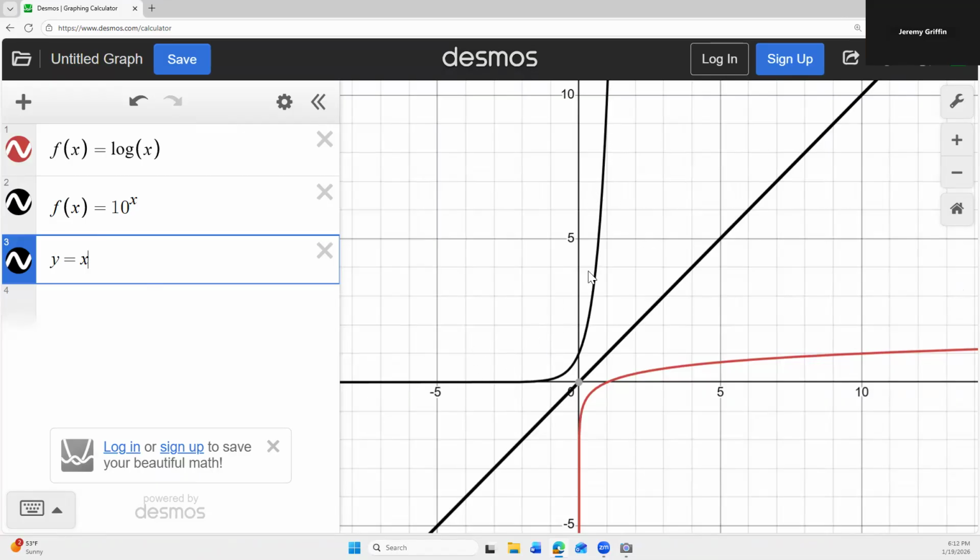You see that for this black curve, the exponential function, there's no domain restriction, x could be anything, but for the y values, there is a range restriction to anything above zero, so only positive values, right? Well, the inverse is true for logarithms. Like the parent function, typically the domain is restricted to only positive values, but the range could be anything.